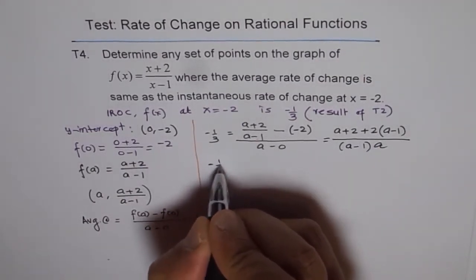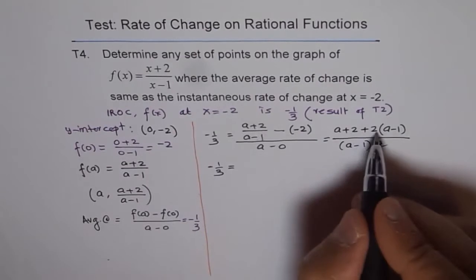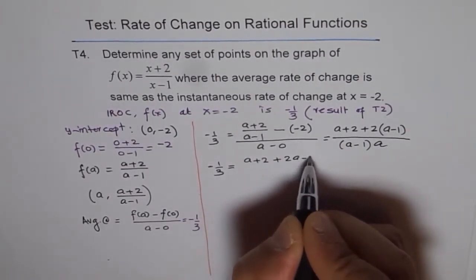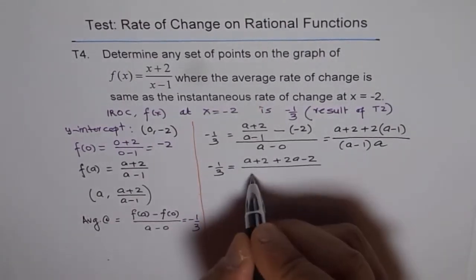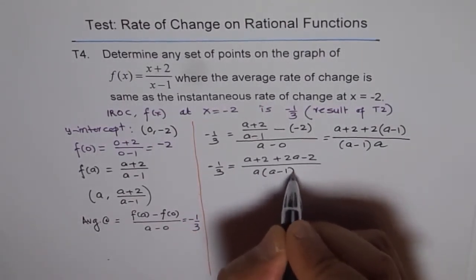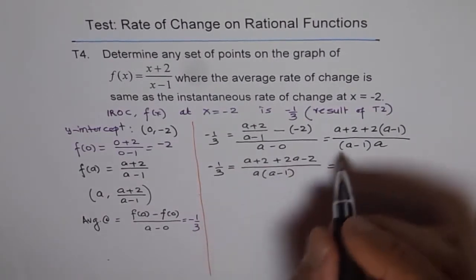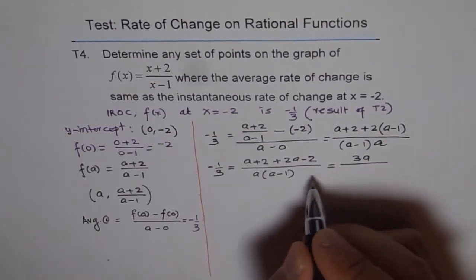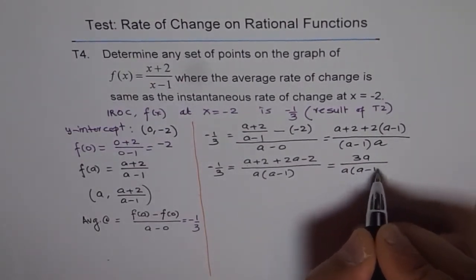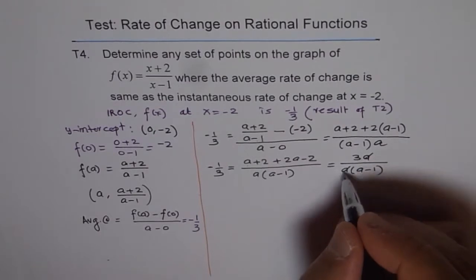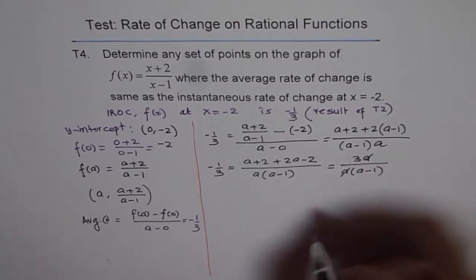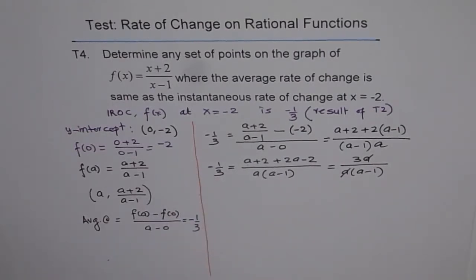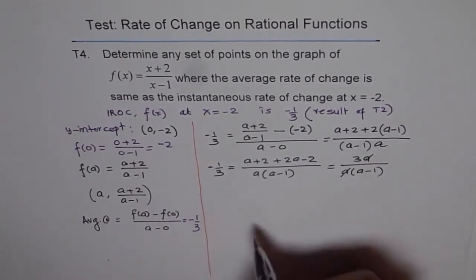So we get minus 1 over 3 equals to, let me expand this. So we get a plus 2 plus 2a minus 2 over, denominator we have a times (a minus 1), correct? Now a plus 2a is 3a, so we get 3a here, and 2 minus 2 is 0. So we are left with just 3a here, and we get a over a minus 1, correct? Now a and a will cancel out, so we get 3 over a minus 1. And this is equal to minus 1 over 3. Great. So we can now cross multiply and simplify.